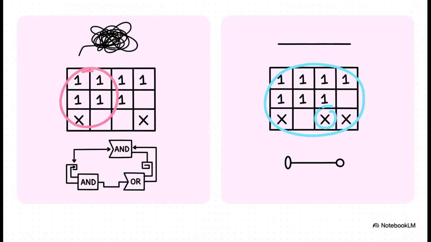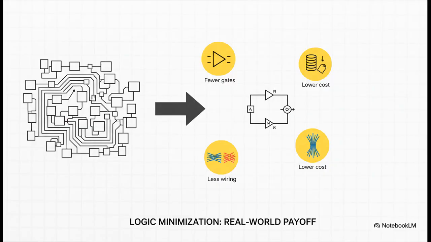And just look at the huge difference this can make. On the left is the equation we'd get if we ignored the X. But on the right, by deciding to include that X in our group, we were able to make a much bigger circle, which gives us a way simpler final equation. And this, right here, is the final payoff. This is why we do all this. A simpler equation means a simpler physical circuit. That means fewer logic gates, less wiring, lower cost, and less power. That's the whole point of logic minimization.